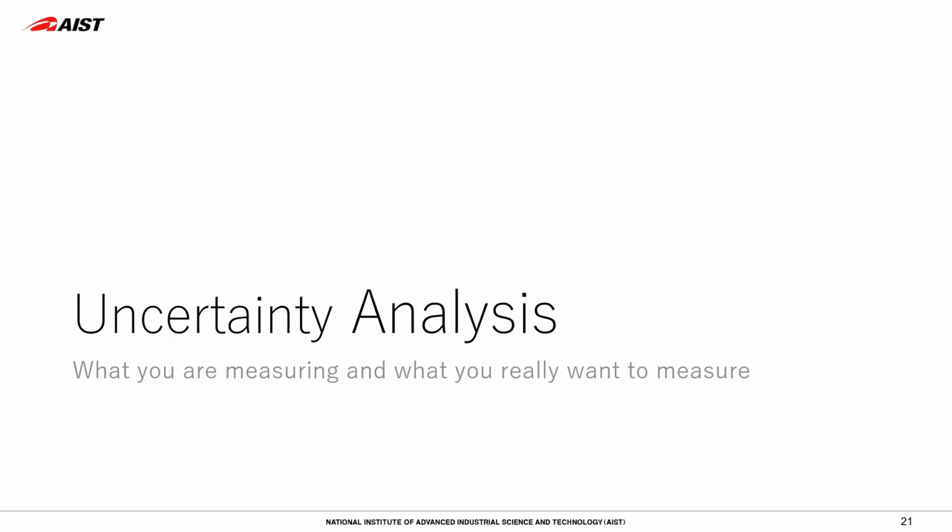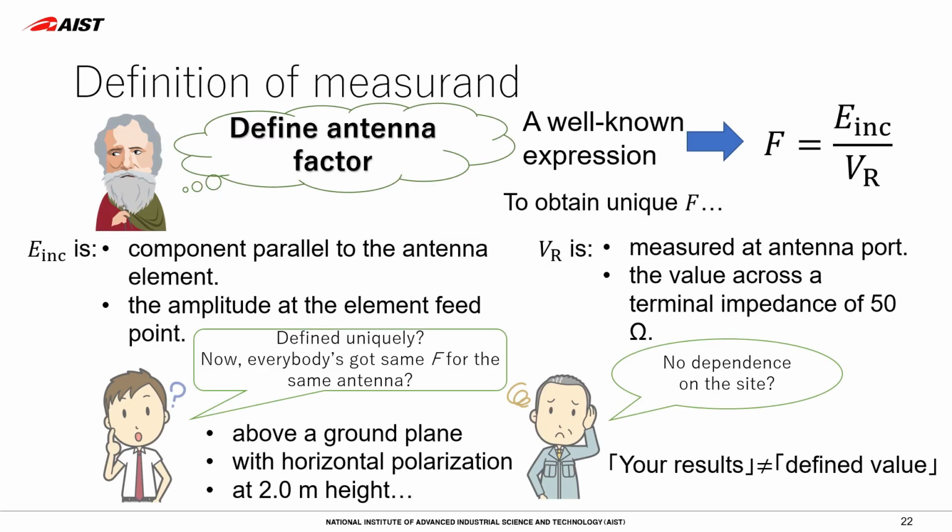In the previous section, we focused on obtaining the target value, antenna factor. Here, in this section, let's talk about uncertainty. Have you ever heard of uncertainty? Uncertainty analysis is a math in metrology. One important thing that must be done first of all is defining the measurand. Measurand means the quantity to be measured.